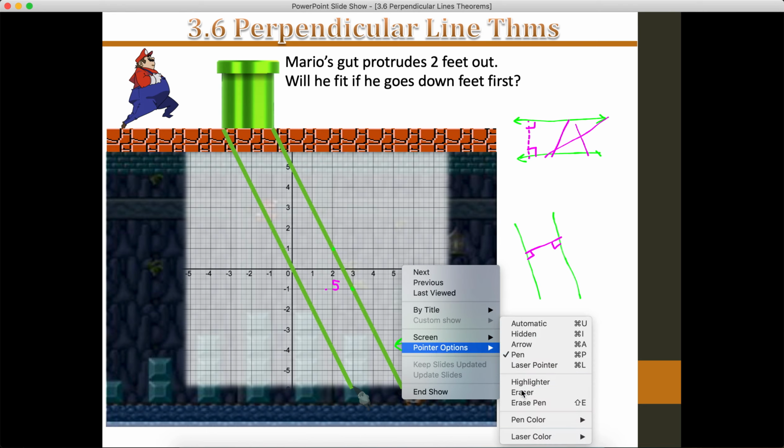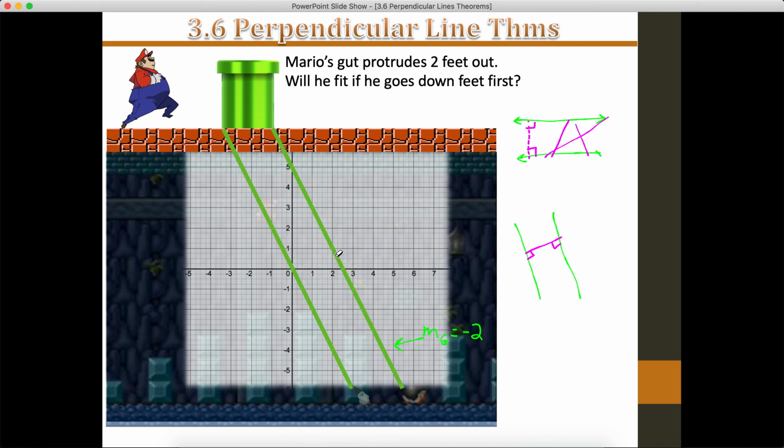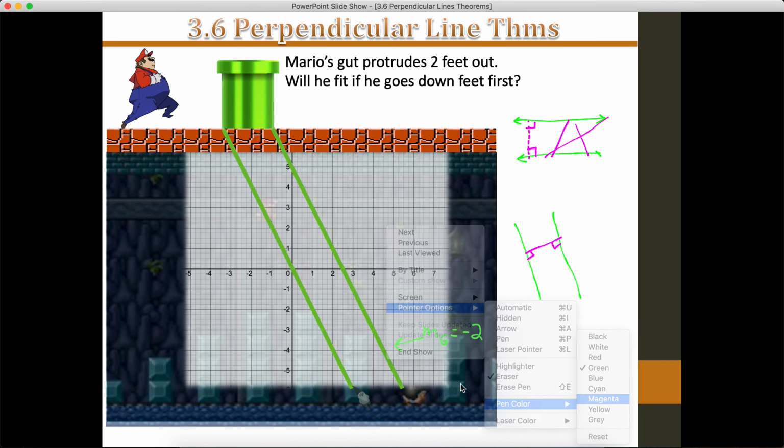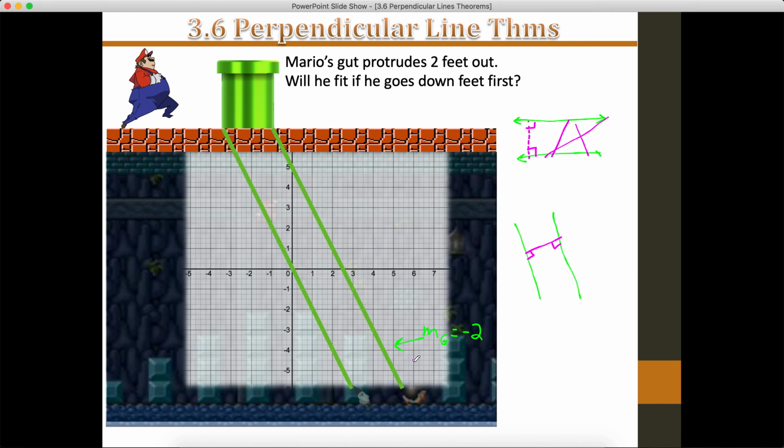So what should the slope of the distance segment look like? If it's perpendicular, then we would expect it to have the opposite reciprocal slope. So let's say slope of magenta, m of m. The opposite reciprocal of -2 is +1/2.